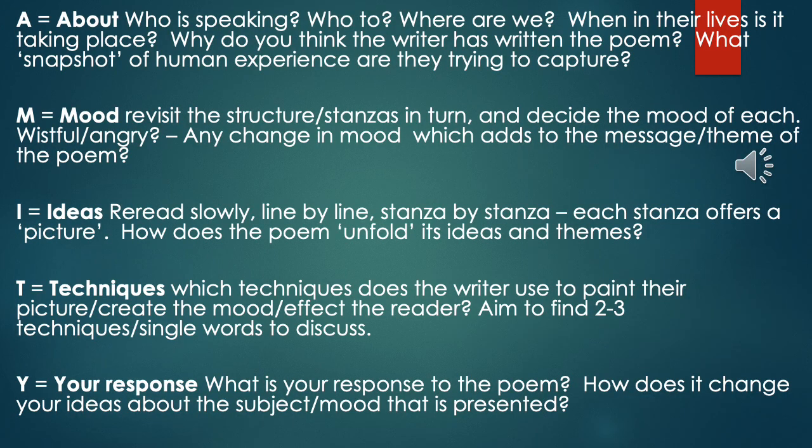So let's start with the A for about. Questions that you might ask yourself to tease out some of the meaning in the poem and what is going on are, for instance, who is speaking? Is it first person, third person? Is there a specific narrator? Also, who are they speaking to? Are they talking directly to you, the reader, or perhaps to a particular other person or character?